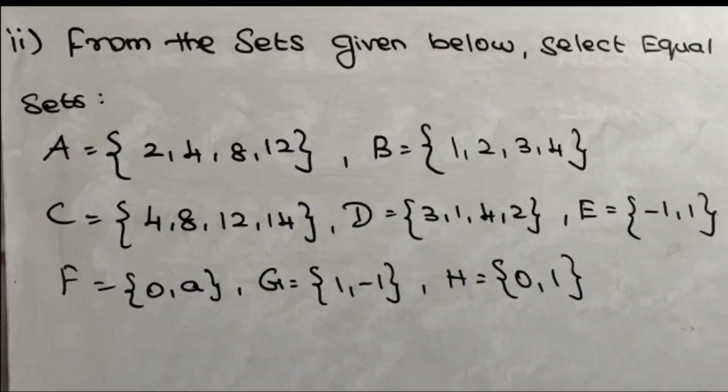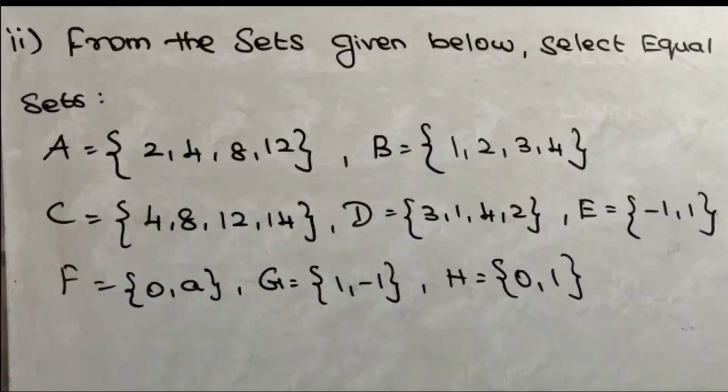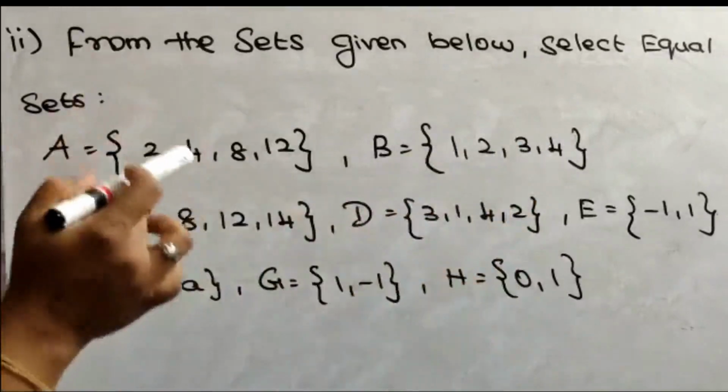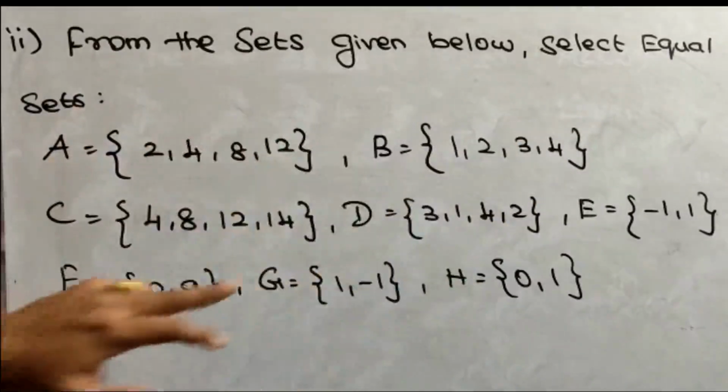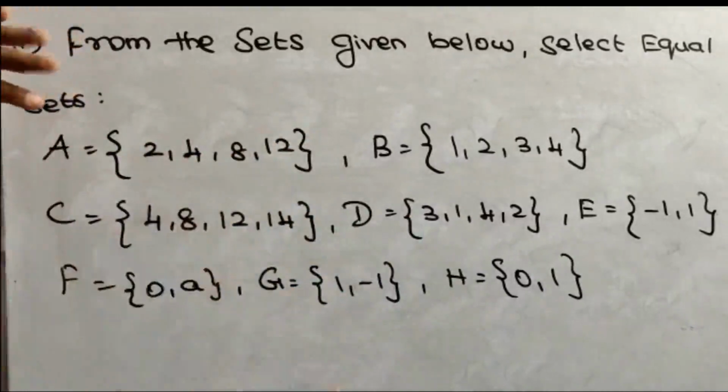Let's take set A and see whether any other equal set is there or not. A has 2, 4, 8, 12. But C has 4, 8, 12, 14. 2 is not there, so it's not equal. In B, only 1, 2 and 4 are there. 1 and 3 are not in A. 8 and 12 are not in B. D, same. E, no other. So A is not equal to any other set.